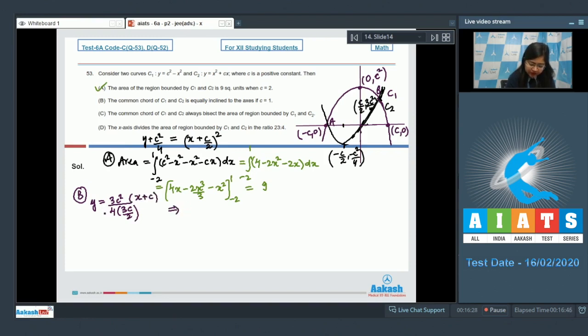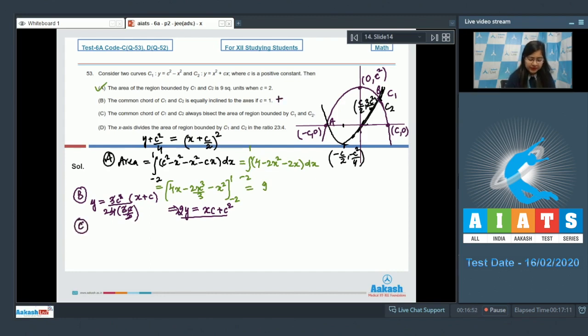So the common chord is, this is cancelled. So y is equal to, in fact 2y is equal to xc plus c square. So this is the common chord. Now when c is equal to 1, then slope is not equal to plus minus 1. So this option is incorrect.